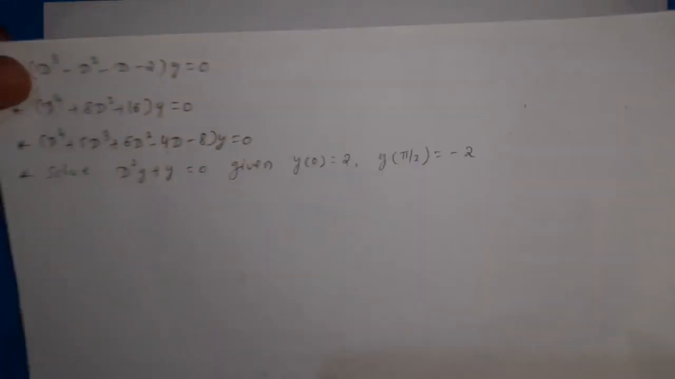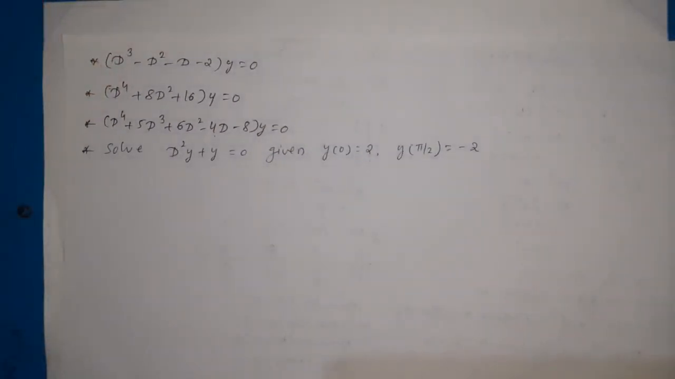So by the last example we have discussed all the examples on linear differential equation with the constant coefficients, general solution as well as particular solution. So regarding these all examples, try some examples. So here these are the 4 examples. So the first one is d cube minus d square minus d minus 2 into y is equal to 0, and d power 4 plus 8 d square plus 16 into y is equal to 0.